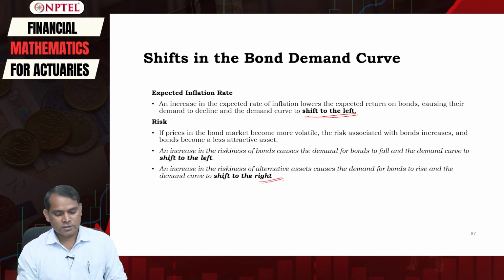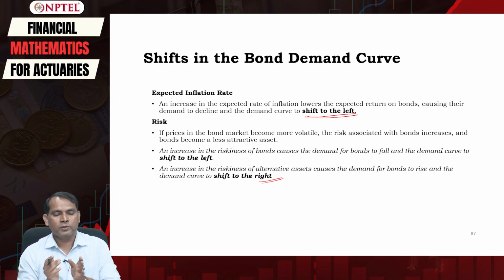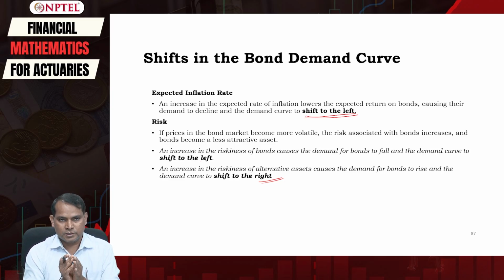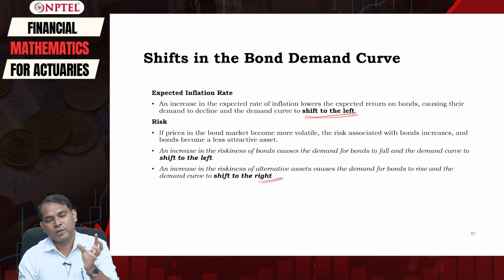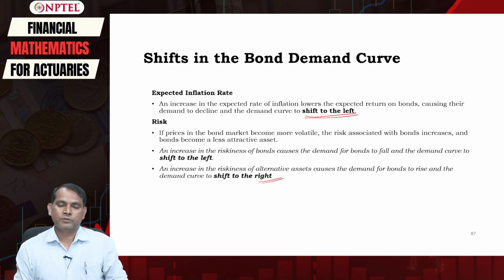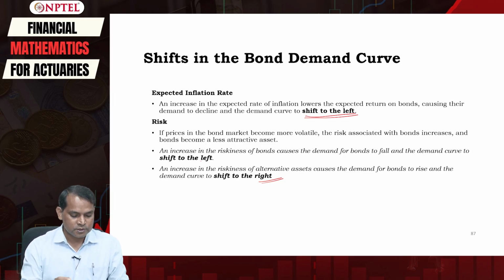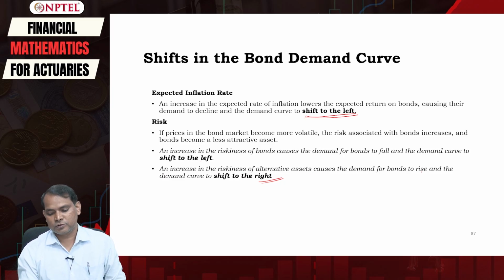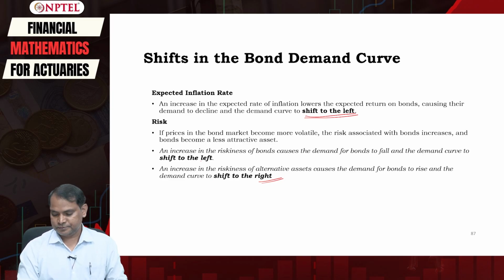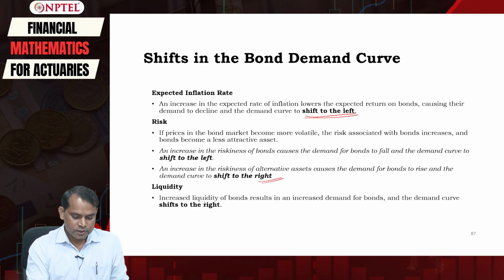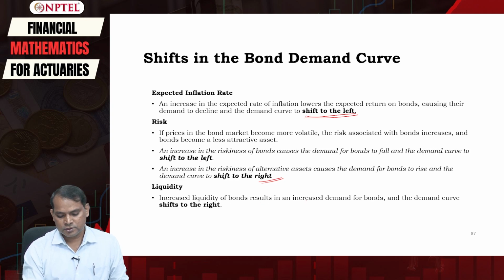So an increase in the riskiness of alternative assets. You have several assets in your list, but your bond is not very risky, while other assets are risky, and therefore you would like to have more bonds. In such cases, an increase in the riskiness of alternative assets causes the demand for bonds to rise, and the demand curve to shift to the right. What about liquidity? Increased liquidity of bonds results in increased demand for bonds, and the demand curve will shift to the right.